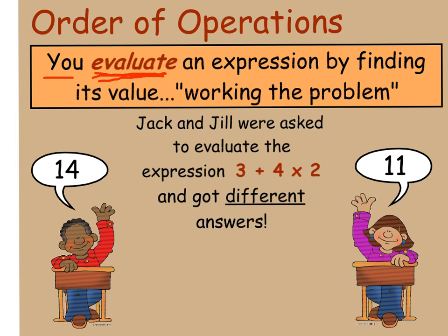So we have a problem to start the lesson off with. Jack and Jill were asked to evaluate the expression 3 plus 4 times 2, and they both got different answers. Jack got 14 and Jill got 11. What I want you to do is pause and just kind of think to yourself about what you know about the order of operations and try and guess who did it correctly. Who did the problem correctly? Which answer is right?